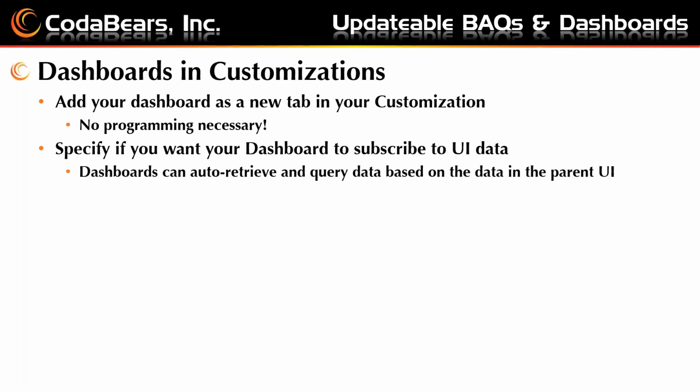We're going to go over a little bit about how to add your dashboard to a customization as a new tab. No programming is necessary to do this. It's just a little Epicor wizard that's available in the customization tools dialog in developer mode. And we're also going to specify and make the dashboard subscribe to the UI data, which basically means if you're, for example, on sales order entry, the data that pulls into one of those existing fields, like the customer ID, we're going to use that field to automatically query and retrieve data from our dashboard that would be embedded to our customization.